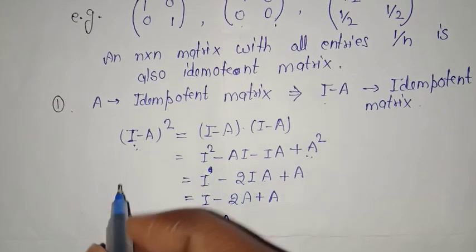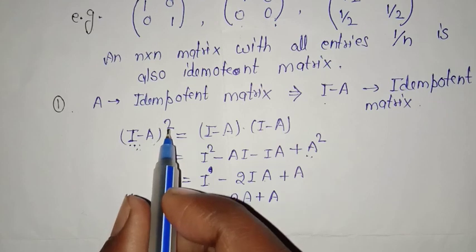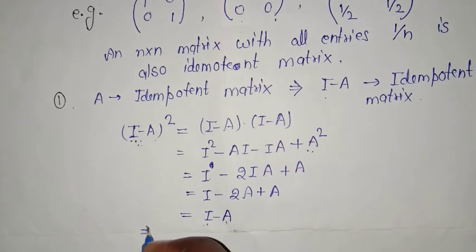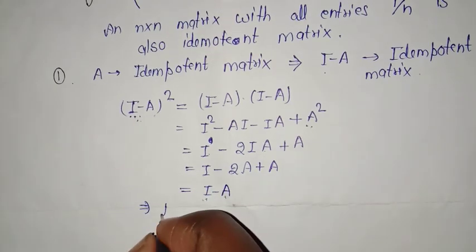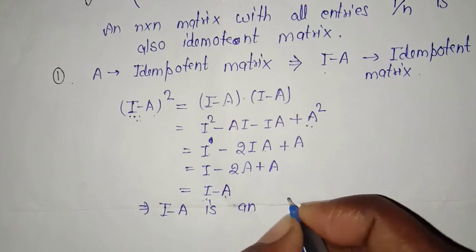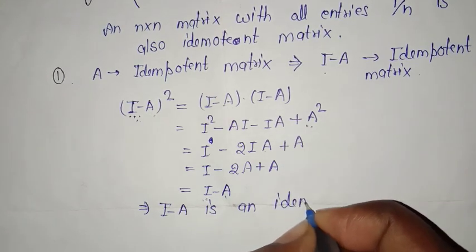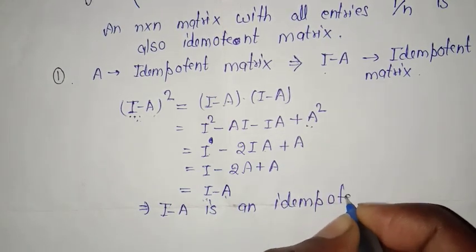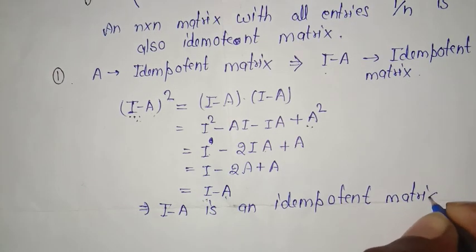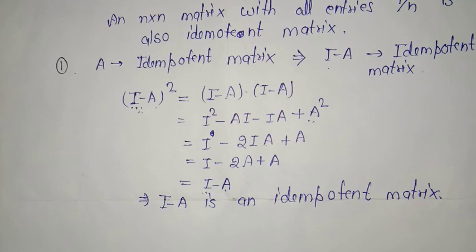If we solve it, this becomes I minus A. So what we have done, we have taken I minus A square and it becomes I minus A. This implies I minus A is an idempotent matrix. So I hope the definition of idempotent matrix is clear to all of you.